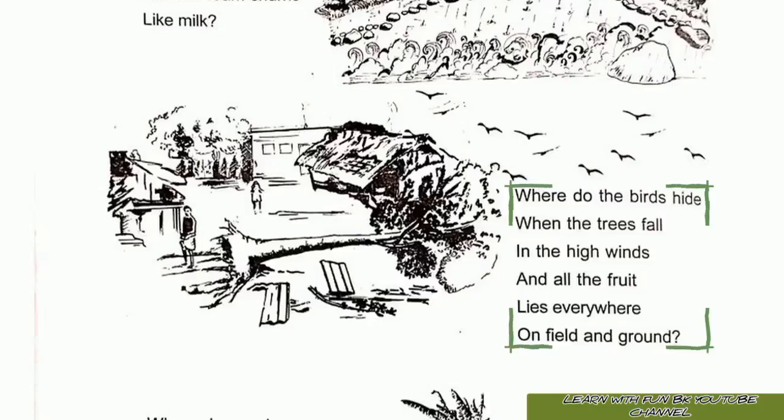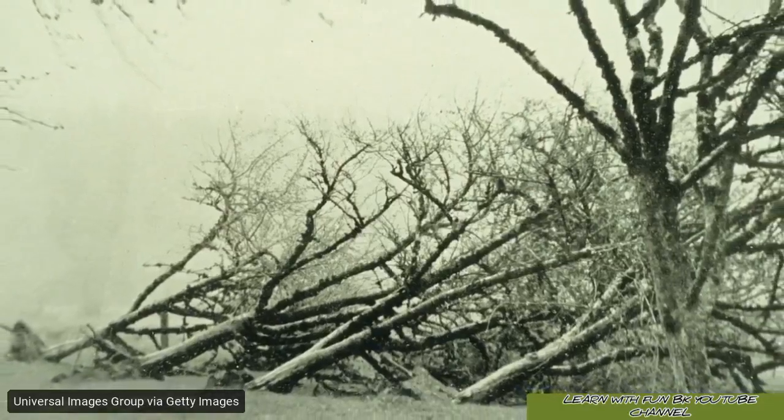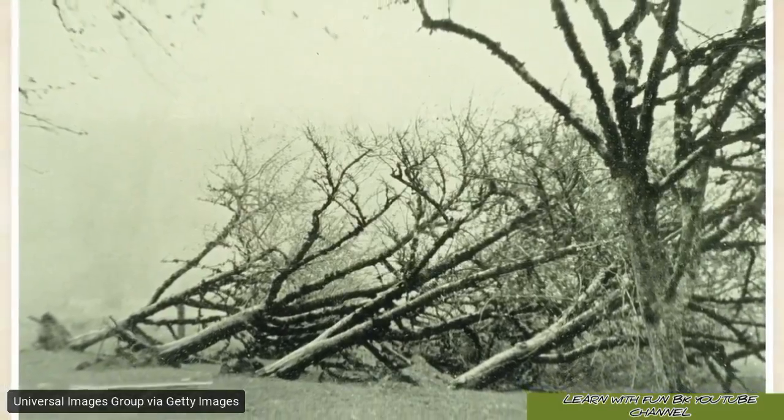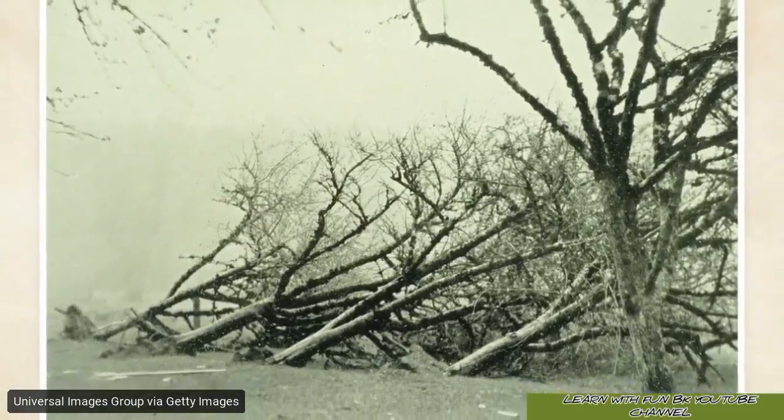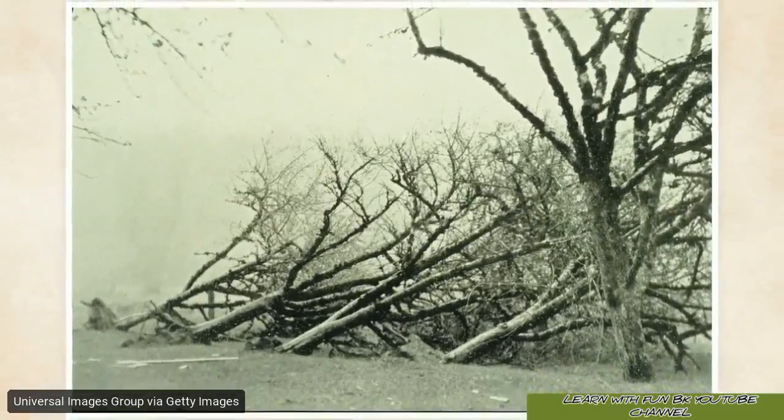Moving to the second stanza, the focus shifts upward. We read about high winds, birds hiding, and trees falling. The poem is grounded in reality. The high winds of a monsoon easily snap heavy branches and uproot entire trees across open fields.